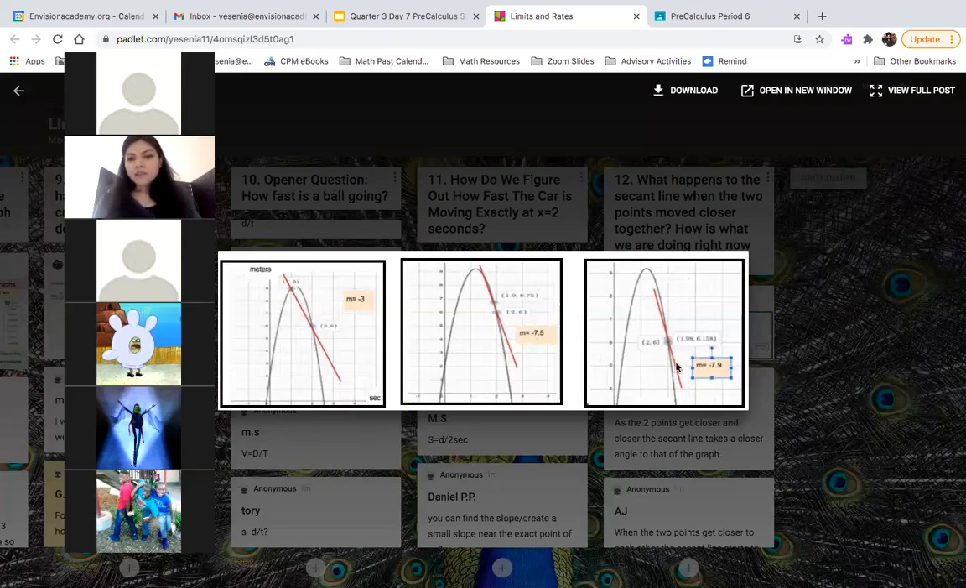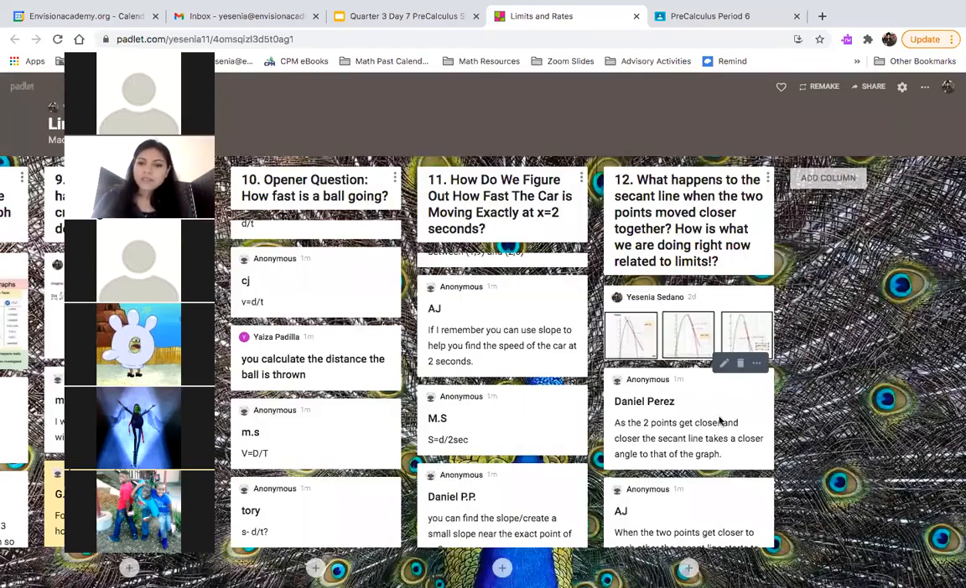Then I went even closer, and then we got a slope of -7.9 meters per second. Again, that's going to be velocity. And I asked you, how is that secant line, that red line, changing? And as well, how in the world is this at all related to limits? Let's think about what y'all said.